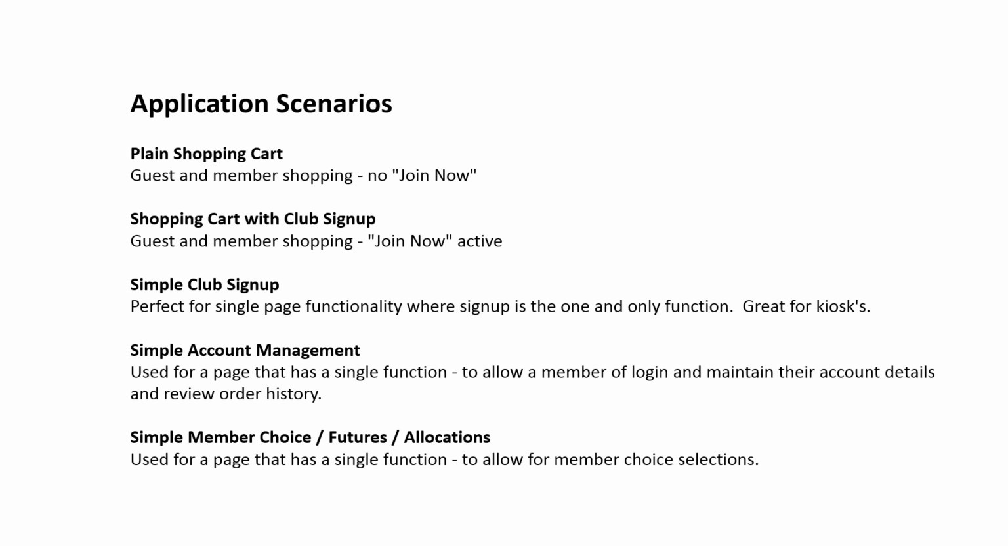Now you can put these frames together into various scenarios. I'd like to walk you through these scenarios. We have the plain shopping cart, which just performs the function of shopping. Then you have the cart with member sign up, club sign up, joined together in one page. Then you have simple club sign up. This single page does nothing but club sign up. You have a single page for account management and a single page for nothing but customer choice. These shopping carts are what we're going to concentrate on today.